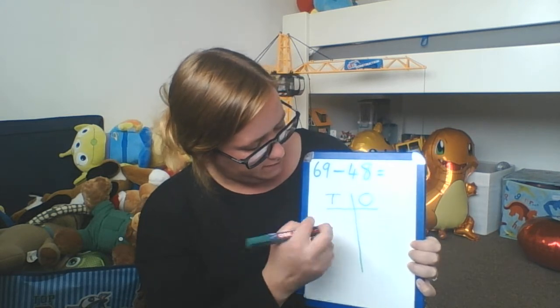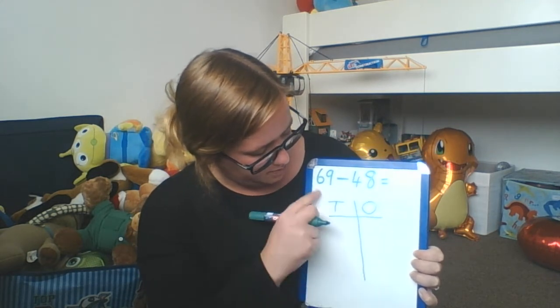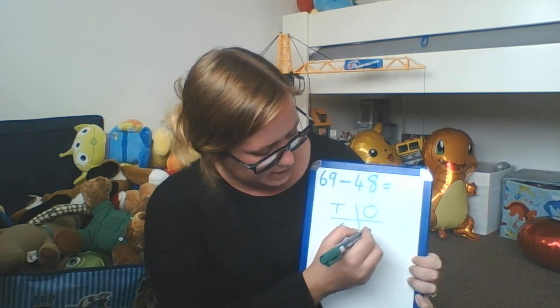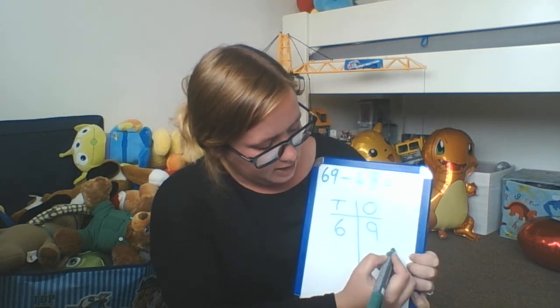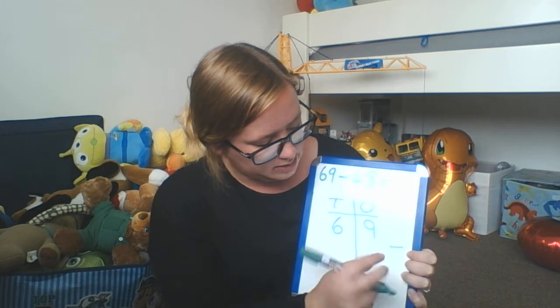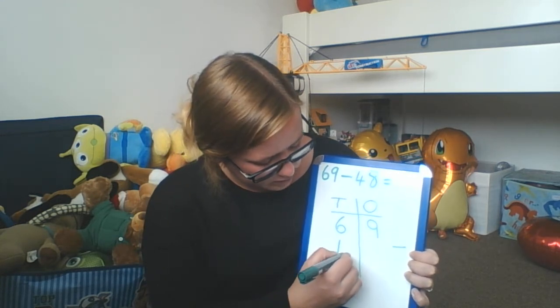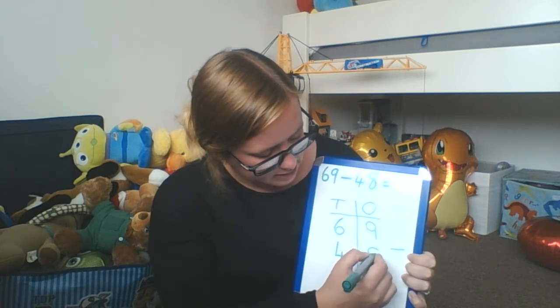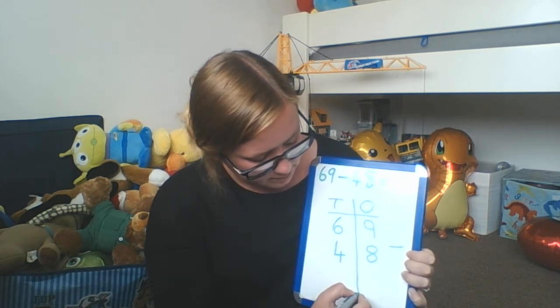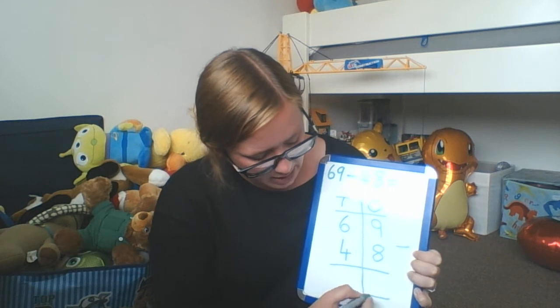And then I'm going to put in my first number. So that number there, 69, I've got 6 tens and 9 ones. And I'm going to put my symbol in, my subtraction symbol. And then I'm going to be taking away 48. So that's 4 tens and 8 ones. And I'm going to have my big equal sign.